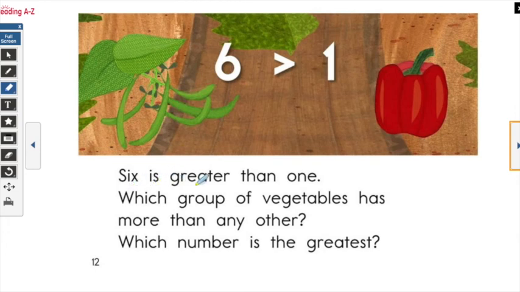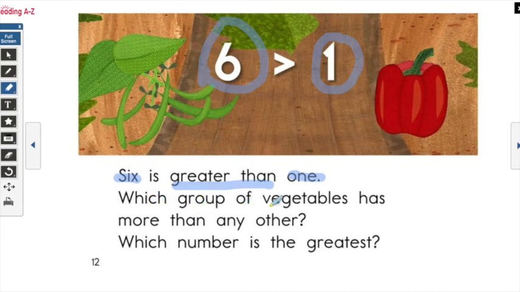Six is greater than 1. 6 is greater than 1. 1, 2, 3, 4, 5, 6. Beans is greater than 1 pepper. There are more beans than there are peppers.